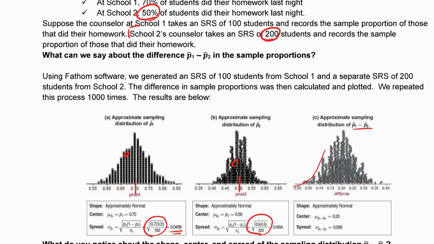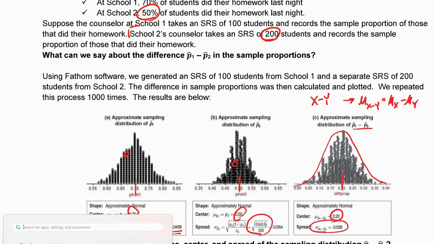So we're not surprised when we look at these differences that the shape is approximately normal. We expect that when we look at the distribution of two random variables, the mean of the difference of those two random variables will be the difference in the means themselves. Well, 0.7 minus 0.5 is 0.2. We are not surprised that the center of that difference of proportions is 0.2. And then lastly, what about the spread?